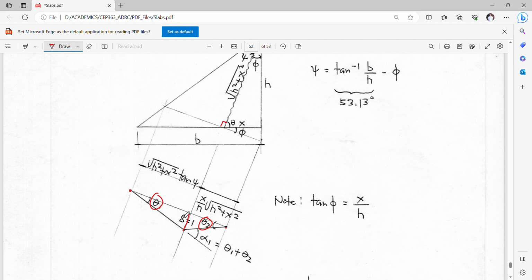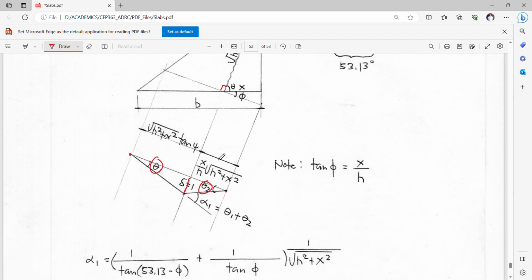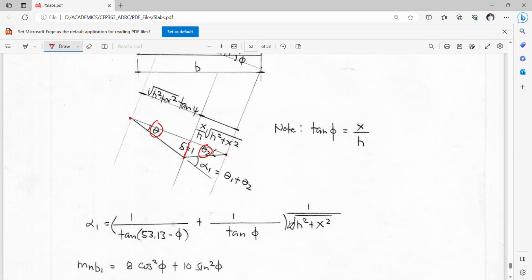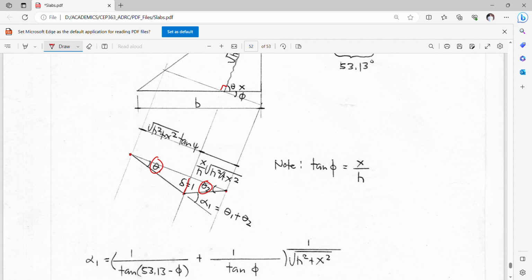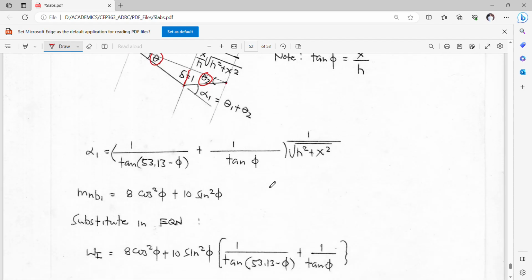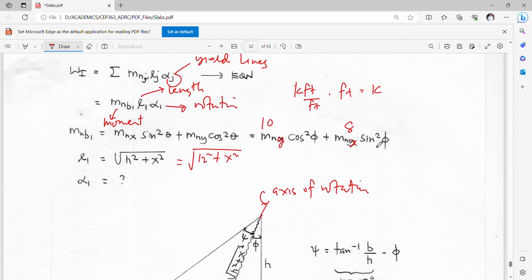We know that theta 1 is simply the arc tangent of 1 over this distance, which is the square root of h squared plus x squared. Psi is exactly this one, and this is your phi here, which is theta 2. So theta 2 is simply the arc tangent of 1 over x over h squared plus x squared. This is quite very involved, but still, alpha 1 can be solved in this particular equation. So mnd1 is now 8 cosine squared phi plus 10 sine squared phi. Based on this formula here, 8 sine plus 10 cosine.